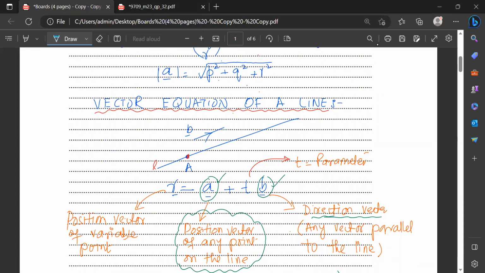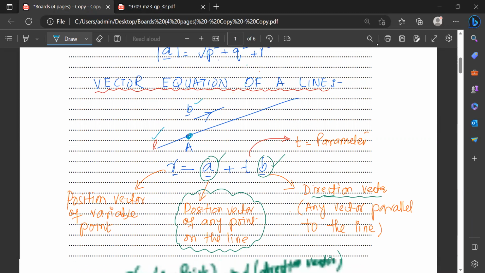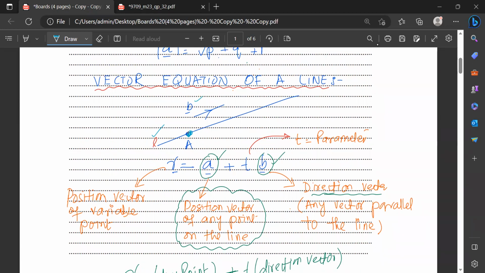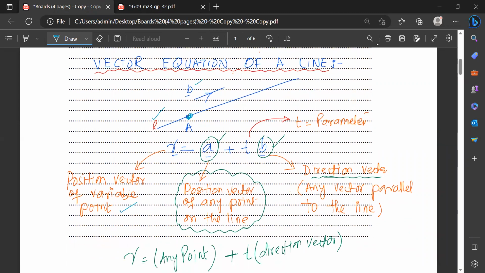So if there is a line passing through a point A, and this is a line L, and it is parallel to a vector b, then r equals a plus t b is the vector equation of the line. Here, r is the position vector of the variable point on the line. So the important thing here: a is the position vector of any point on the line. t is called the parameter, and b is the direction vector.